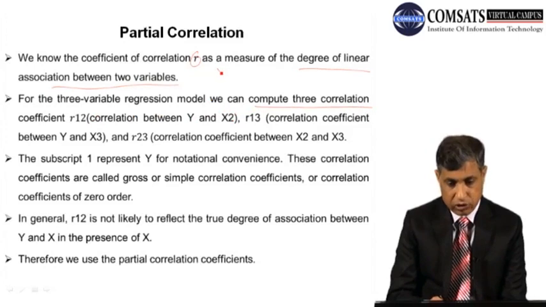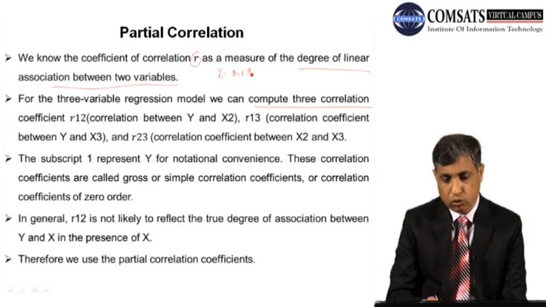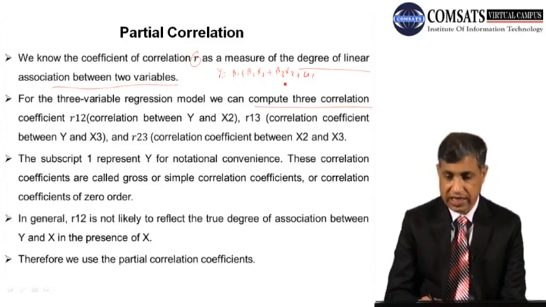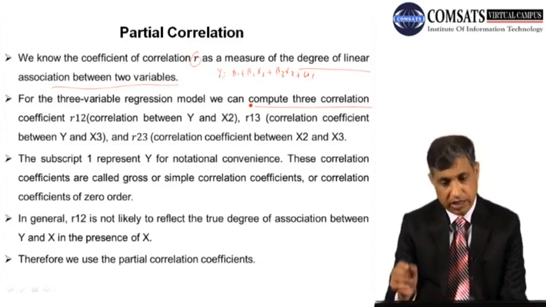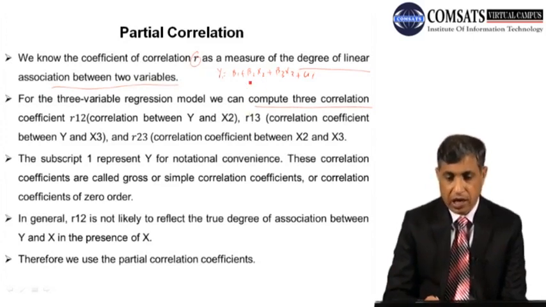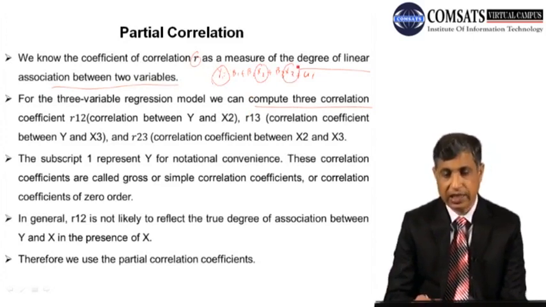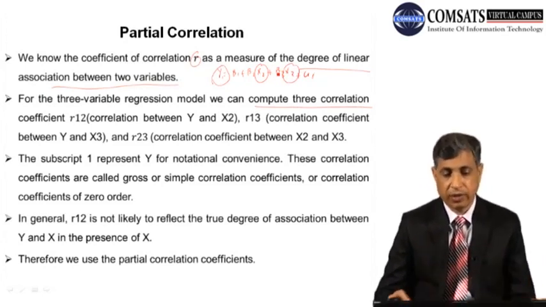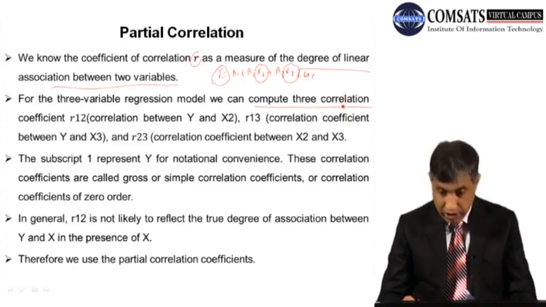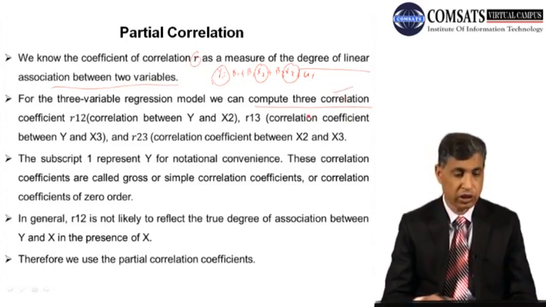For example, look at this model: yi is equal to beta 1 plus beta 2 x2 plus beta 3 x3 plus ui. This ui is always there before we estimate; when we estimate, it goes out of the picture. Look, this is one variable, y, this is x2, another variable, and this is the third variable, x3. Now for a 3-variable regression model we can find 3 correlation coefficients.